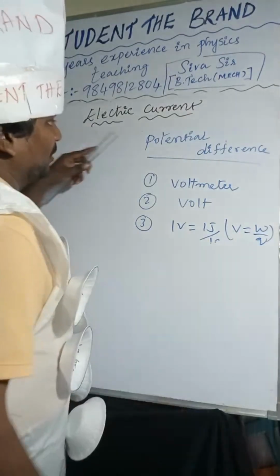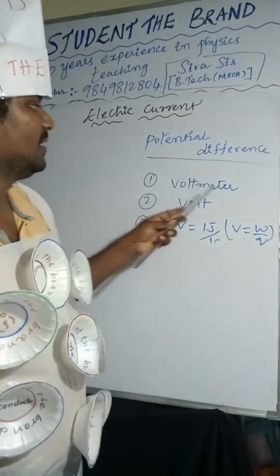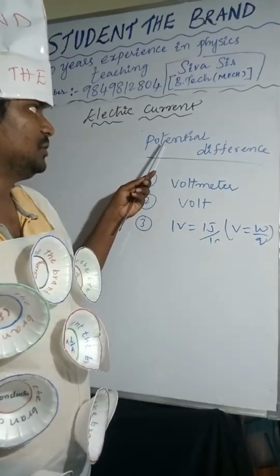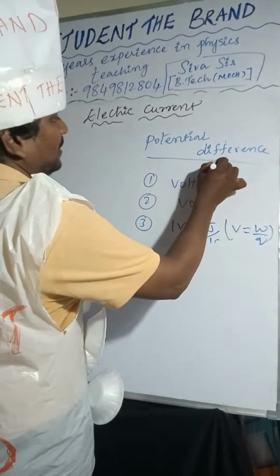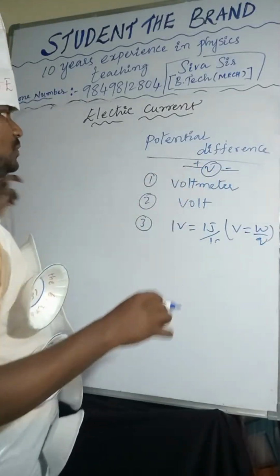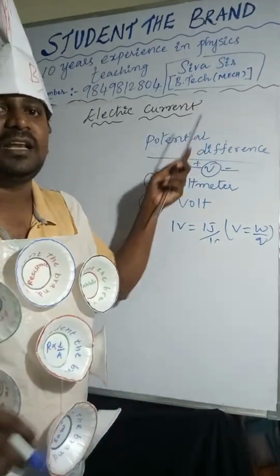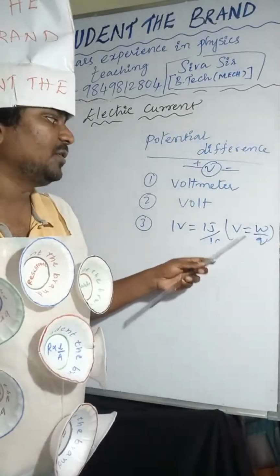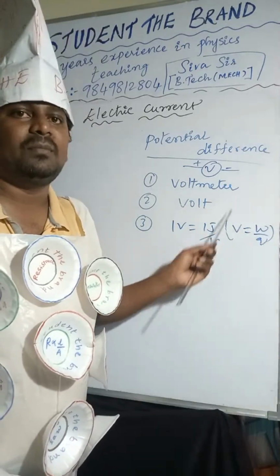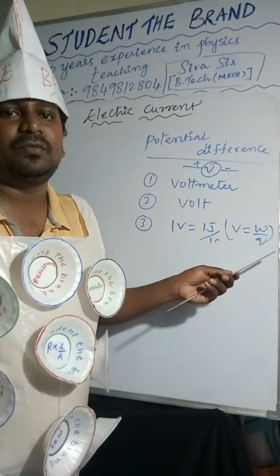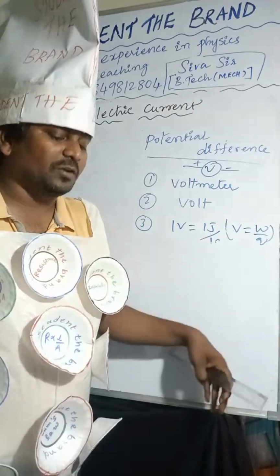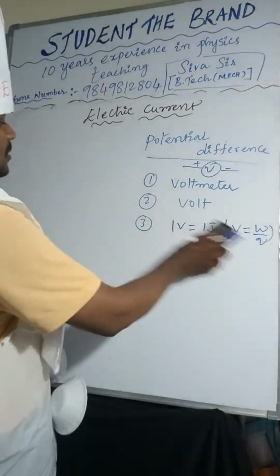Come to the point. The SI unit of potential difference is volt. A voltmeter is a device used to measure the potential difference. This is the voltmeter symbol. There are two types: potential difference and electrical potential. The formula is the same, V equals W by Q, either for electrical potential or potential difference. That is about potential difference.